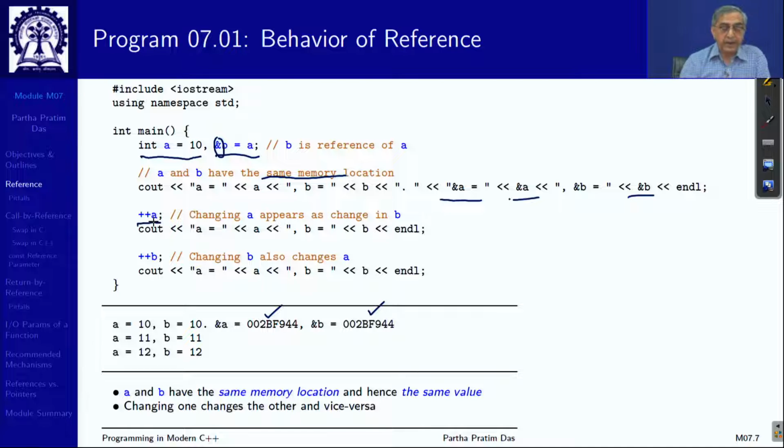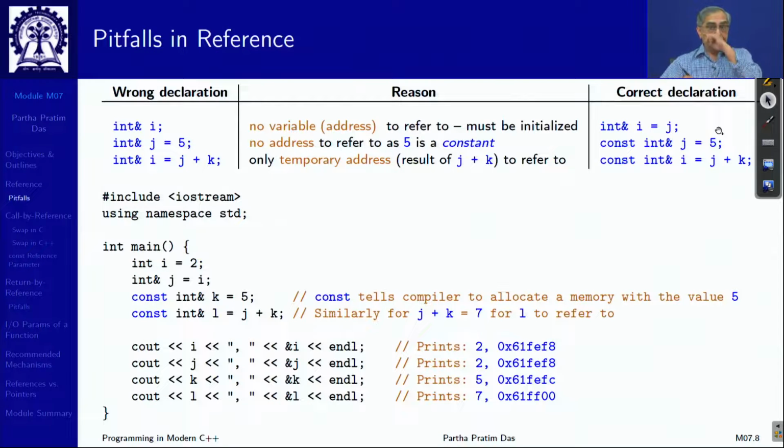If I increment a, say I pre-increment a, then a changes and therefore, b also changes, because b is just another name. So, when I print a and b after incrementing, both print as 11. Instead, if I change b, a also changes, because b is just another name of a. So, with another increment, when I print a and b, they both become 12. So, a and b share the same location, they are the same variable, they will have the same value, and changing one will necessarily change the other and vice versa. That is the basic property of a reference variable.